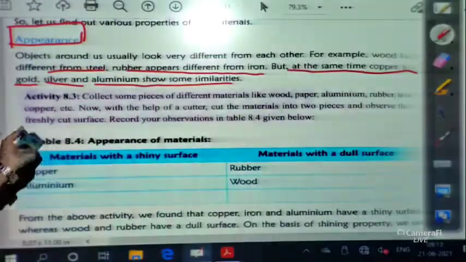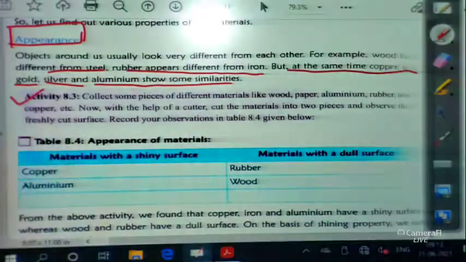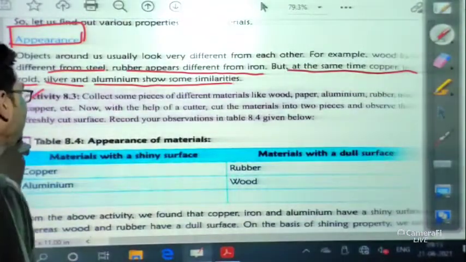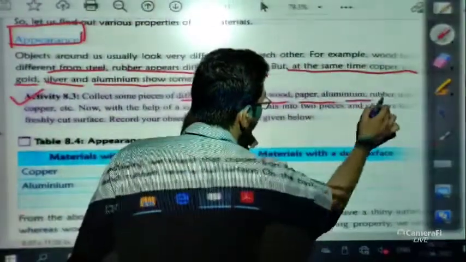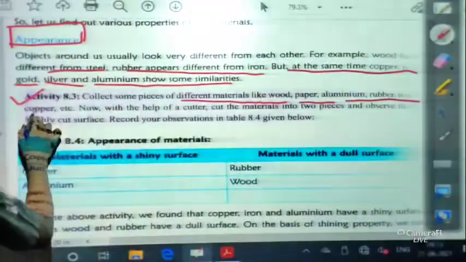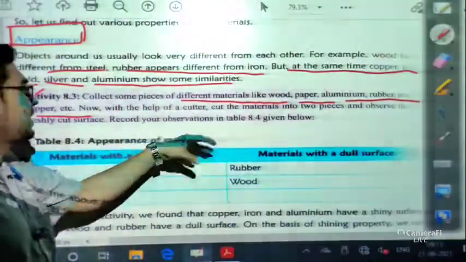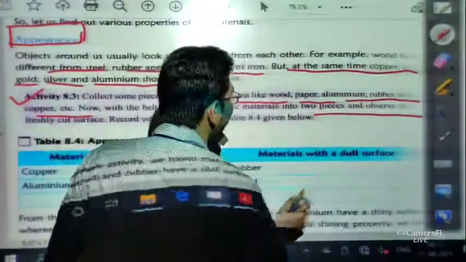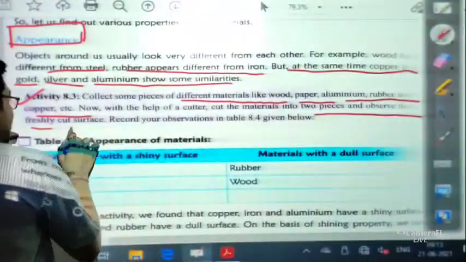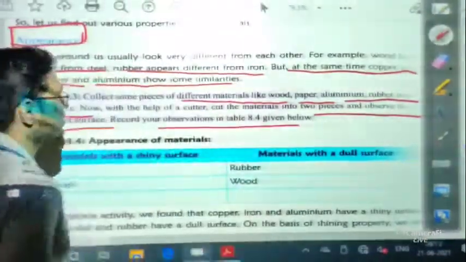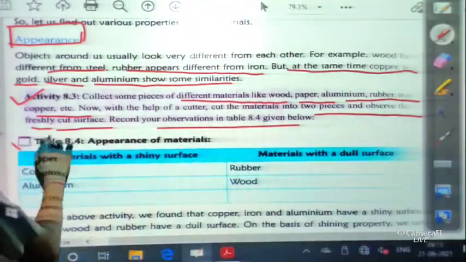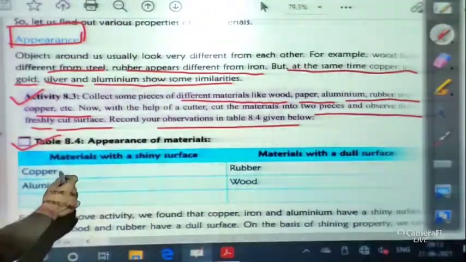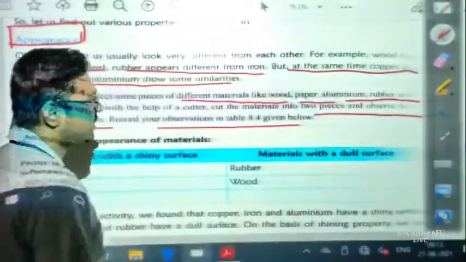Now there is a table, which we call activity 8.3. Collect some pieces of different materials, like wood, paper, aluminium, rubber, iron, copper, etc. Now with the help of a cutter, cut the materials into two pieces and observe their freshly cut surface, and record your observations in table 8.4. So what does table 8.4 say? It says appearance of materials: materials with a shiny surface or materials with a dull surface.